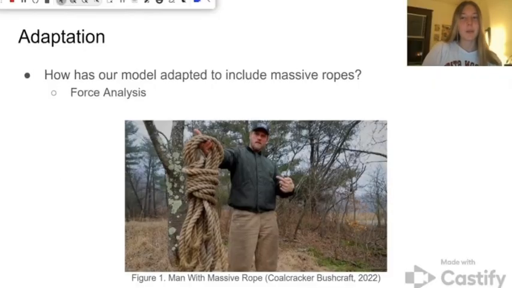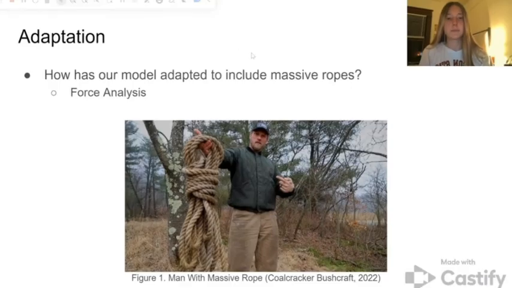Hi, my name is Ava. I'm going to talk about how our model has adapted to include massive ropes. The way that we are going to include massive ropes in our model is through force analysis. In some situations, it would probably be better to use energy analysis. However, for a lot of the situations that we deal with in physics, I believe that force analysis is going to be more applicable and overall easier to use.